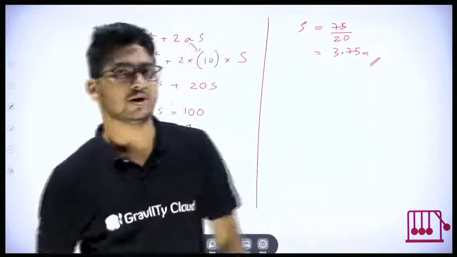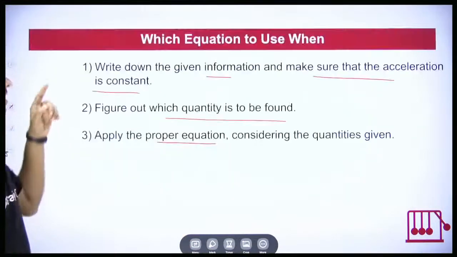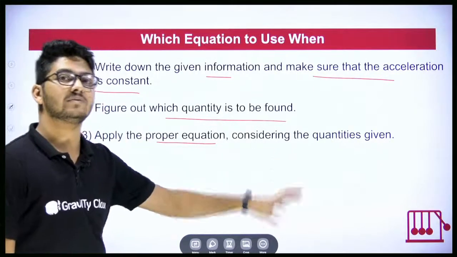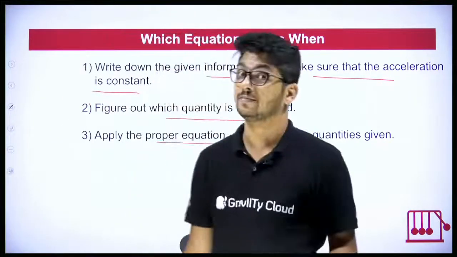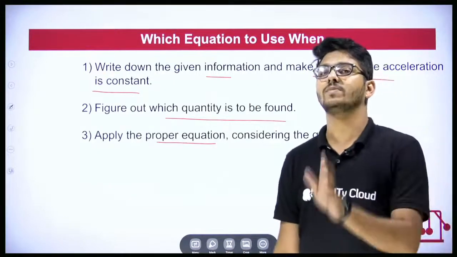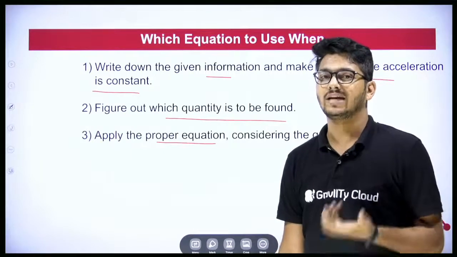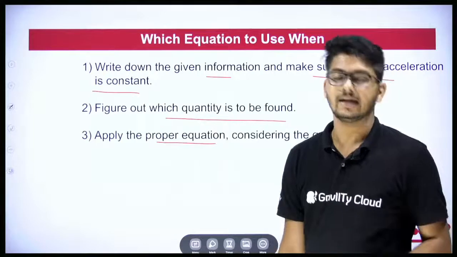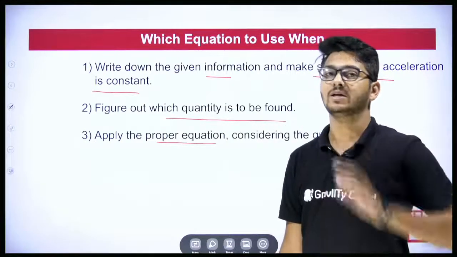The three steps that you have to follow: the first one is, write down the given information. Second, figure out which quantity is to be found. Third, apply the proper equation. I told you how to apply the proper equation also. Whatever you have to find out should be the only unknown quantity. If you want to find out S, except for S, everything else should be given. If I want to find out time, except for T, everything else should be given.